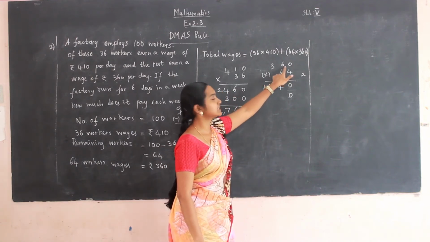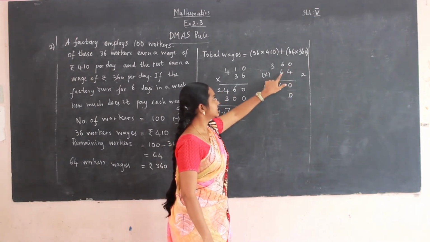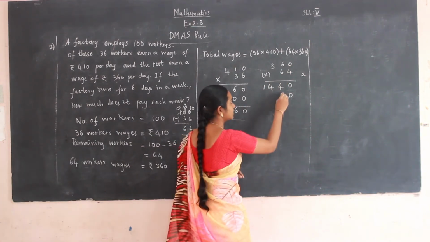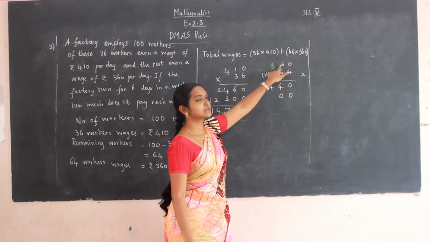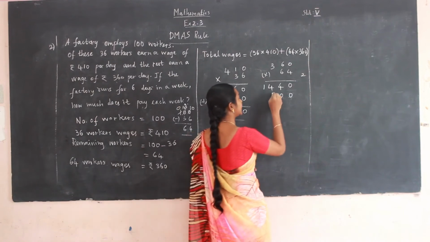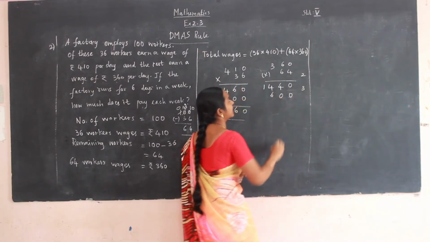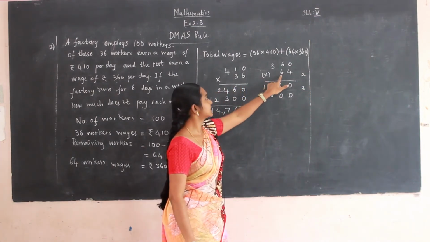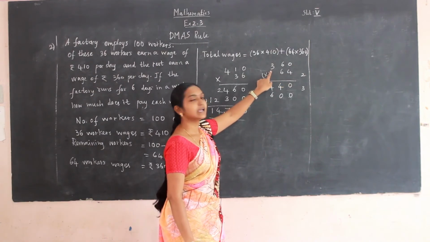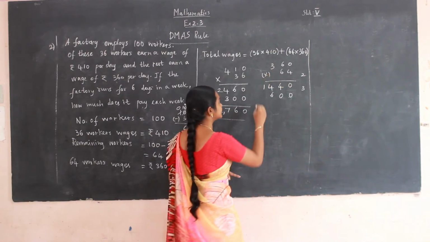6 into 0 is 0. 6 into 6 is 36. So write 6 here and 3 is remaining. 6 into 3 is 18. 18 plus 3 is 21.